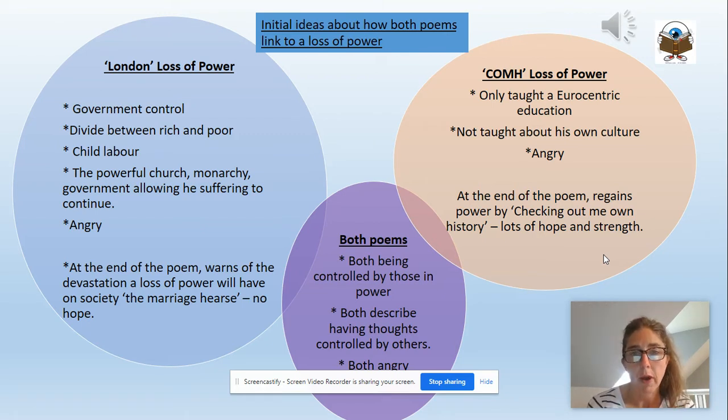So in terms of both poems, they're both about people being controlled by those in power. They both describe having thoughts controlled by others, and they're both angry. So we can make some good comparisons. So bear that in mind, read through that, have a think.